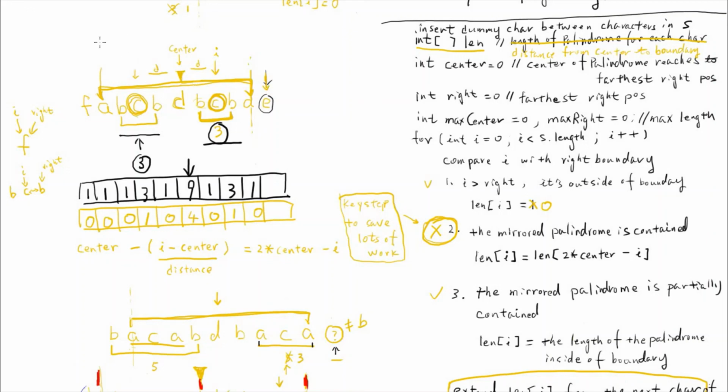So when we move from the left to right, we stop here. Then we will continue to expand from here, then move to the right. So there's no overlapping between our searches. So that's why the Manacher algorithm has a runtime complexity of big O(n).